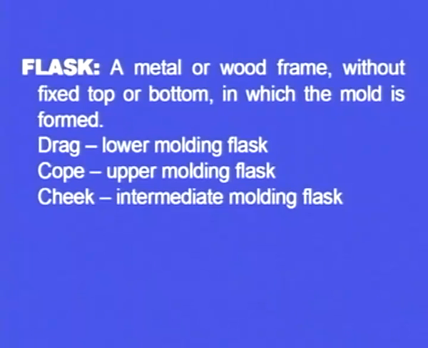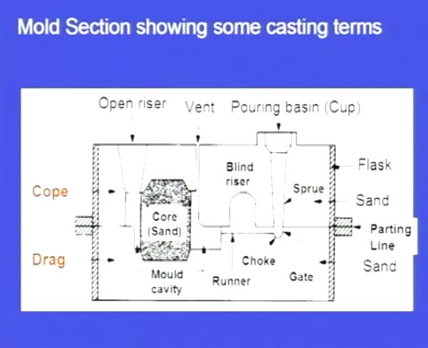So, this compacted sand medium will be made within this flask, and we use 2 or 3 flasks. And the lower flask, we call it as drag. And the upper flask, we call it as cope. And in some cases, we also use a third one. That third one we use in the middle, that we will call it as the intermediate molding flask or the cheek. So, here we can see this is a sand mold, and here we can see outside this is the cope and this is the drag. Here we can see two molding flasks. So, this is the cope and this is the drag, and inside these boxes the sand is compacted and the mold is made.